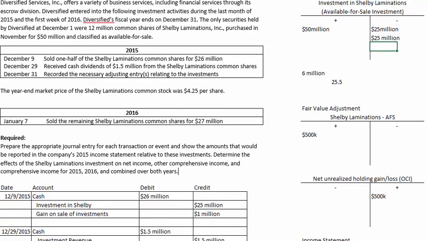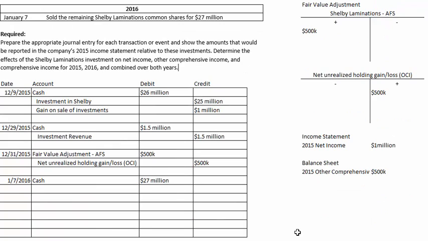So I'm going to credit this investment account in Shelby, and leave a spot here. Investment in Shelby for the $25 million. But we're off by $2 million. So the question is, where does that $2 million go?